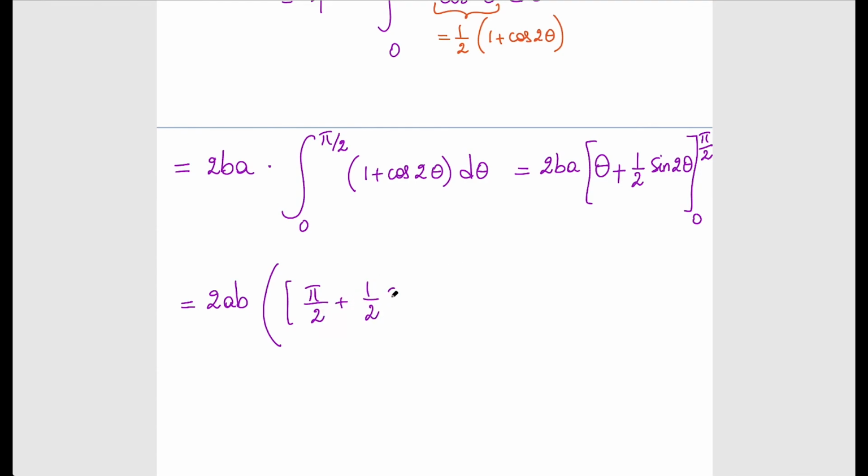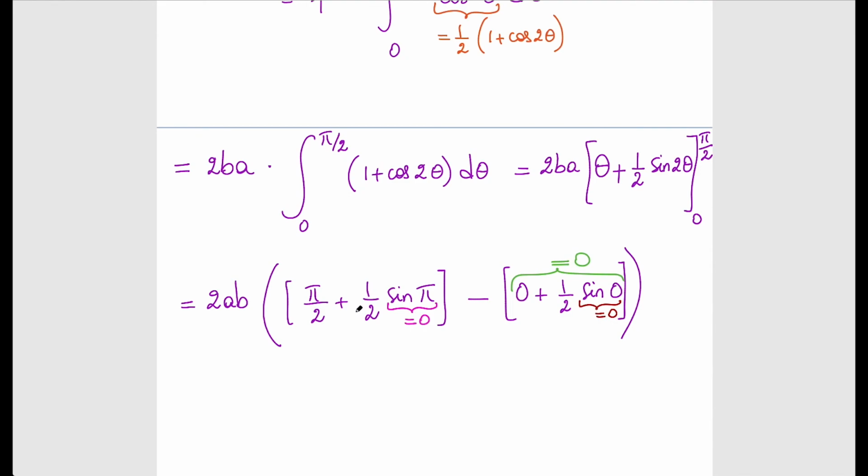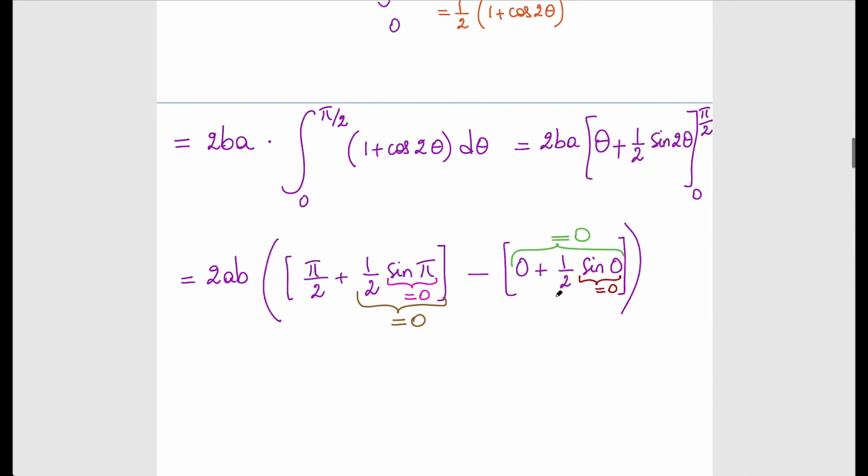plus half sine of twice theta, and theta is pi over 2, twice pi over 2 is pi, right? Minus the evaluation of this at the lower bound, so theta is 0, so 0 plus half sine of twice 0 is 0, right? So sine 0 is 0. 0 plus 0 is 0, so this whole thing here is 0. How about sine pi? Sine pi is 0. So half of 0 remains 0. Right? So this whole thing is pi over 2 then.